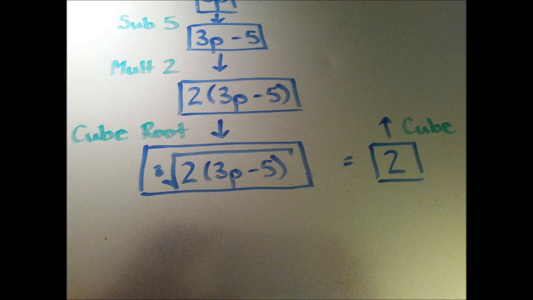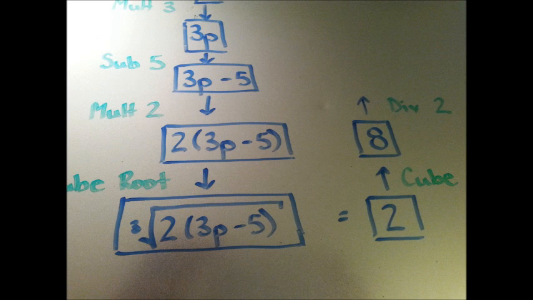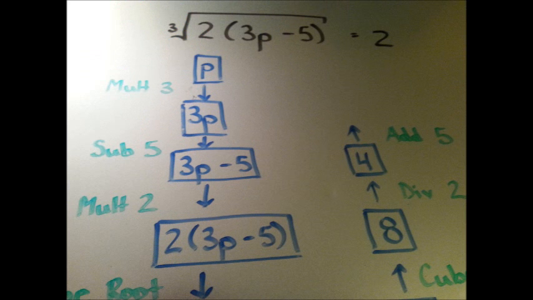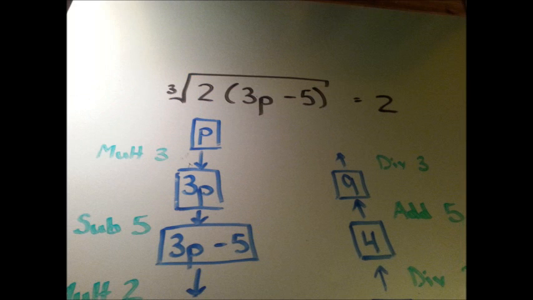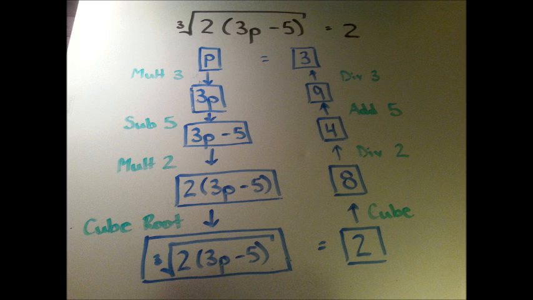Working back up our flowchart, the opposite of cube root is cubing. 2 multiplied by 2 multiplied by 2, which is equal to 8. The opposite of multiplying by 2 is dividing by 2. The opposite of subtracting 5 is adding 5. The opposite of multiplying by 3 is dividing by 3. Without too much trouble, we find out that in this equation, p must be equal to 3.